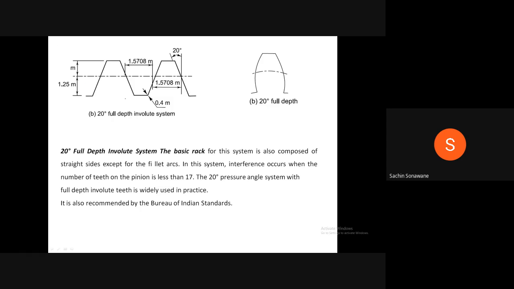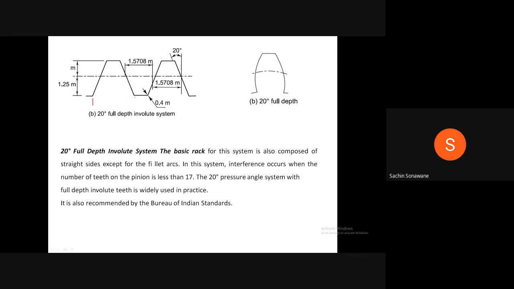Now 20-degree full depth involute. Therefore, in case of 20-degree full depth involute, teeth are inclined at an angle of 20 degree with respect to vertical. Addendum is 1 times module. Dedendum is 1.25 times module. This fillet radius is 0.4 times module. Tooth thickness, this is the tooth thickness and this is the tooth space, which is same, that is 1.570 times module. Now if you see the difference between these two diagrams, in case of 20 degree full depth involute, the width at the base is more. Just check.